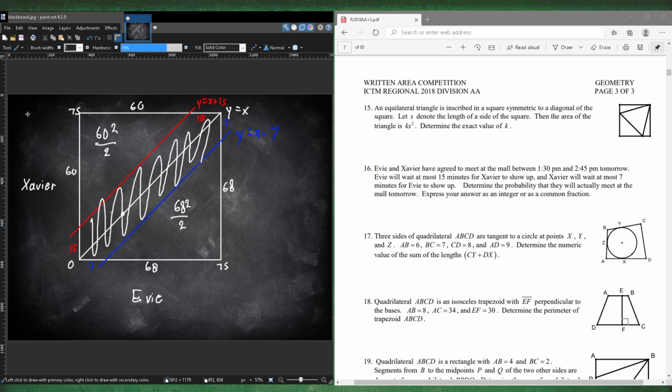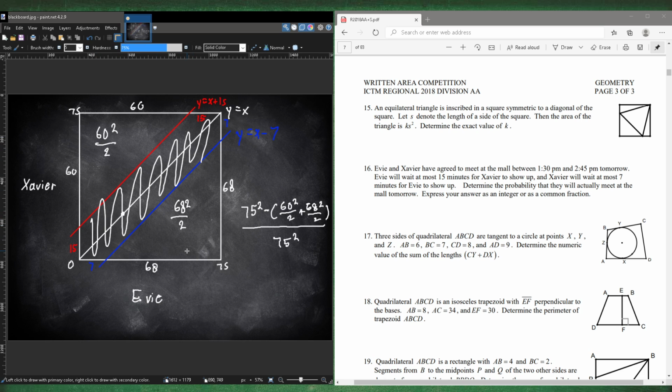Now, to get the area of this, we just have 75 times 75, that's the area of our square, minus the area of our triangles, which is 60 squared over 2, plus 68 squared over 2, and then divided by our entire area, which is 75 squared, to get our probability. Because this entire thing is our entire probability. So all the points in this area is when they will meet, and all the points outside they don't.